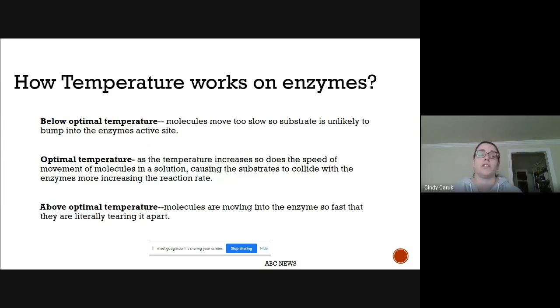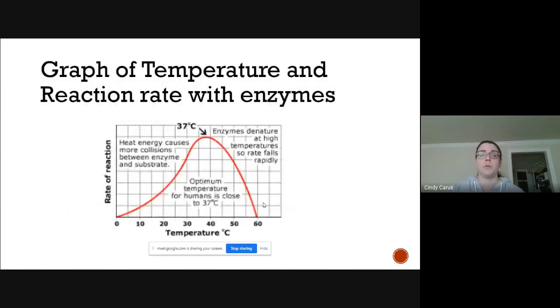It's getting denatured. So just keep in mind, below optimal temperature, it really has to do with the kinetic energy of the molecules and that they're too slow to bump into the active site. But above optimal temperature, it's about denaturing. Right? Sometimes students put denaturing with below optimal temperature, and that's a mistake. And that's what we see here.